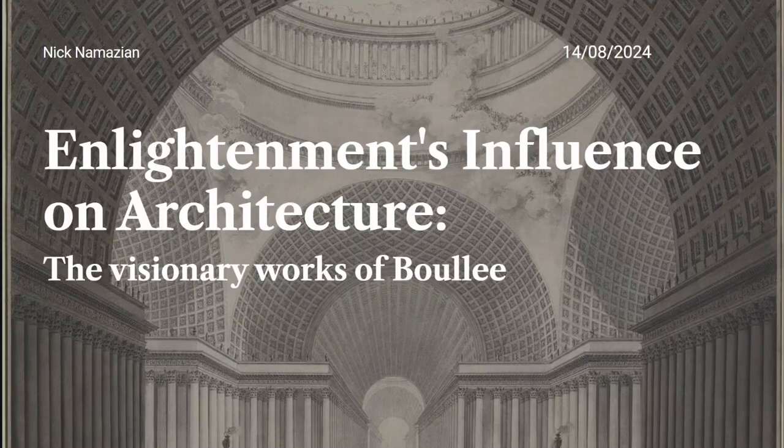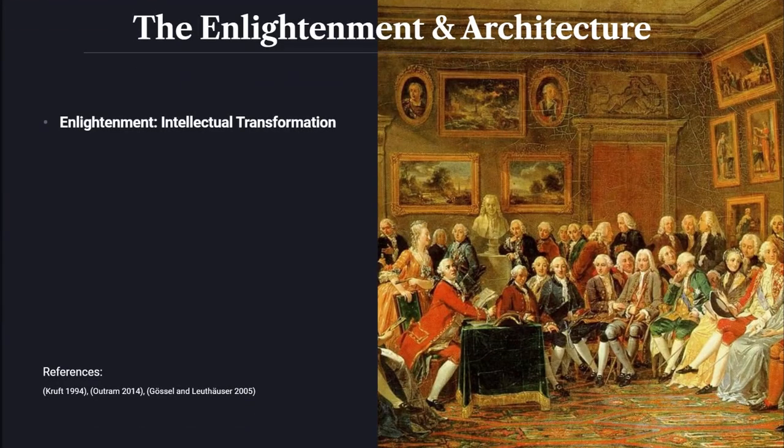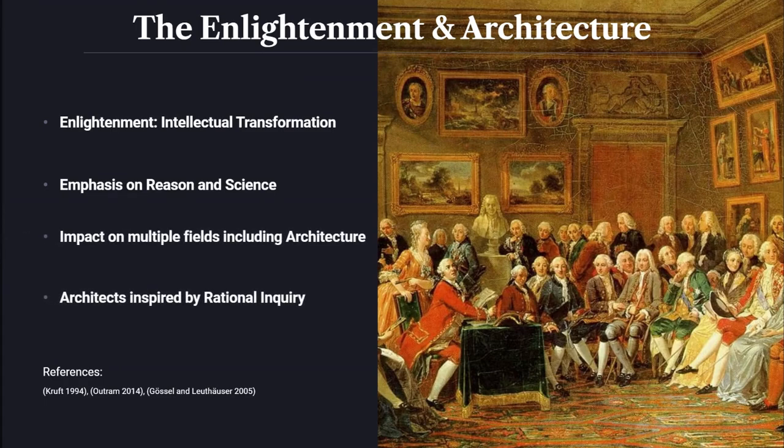Did you know that the Enlightenment in the 18th century shifted focus from ornate designs to neoclassical ideals of symmetry and proportion? The late 18th century was a period graced by the Enlightenment, which caused immense intellectual transformation. Reason and science became crucial to understanding the world. The emphasis on rational inquiry and empirical evidence led to great advancement in many fields, including architecture.